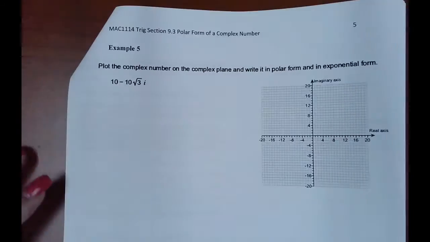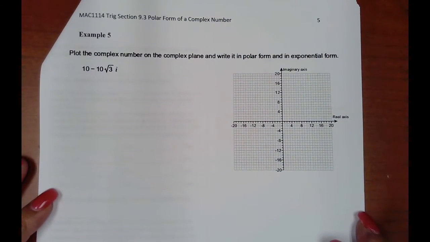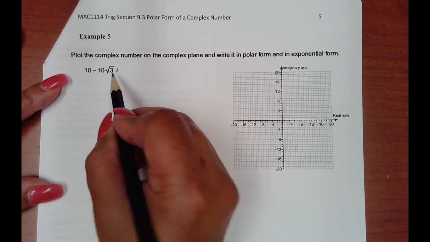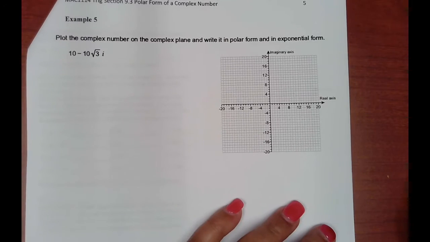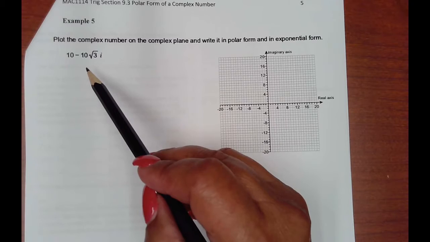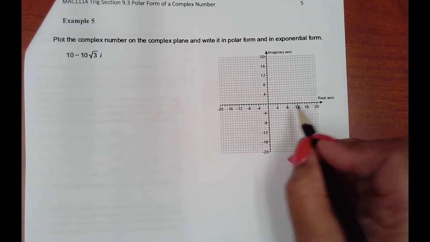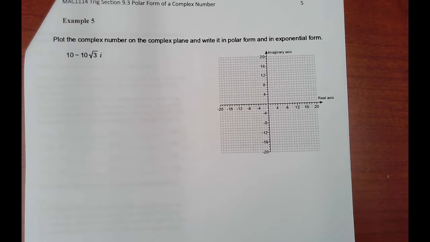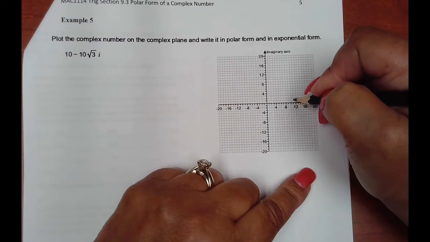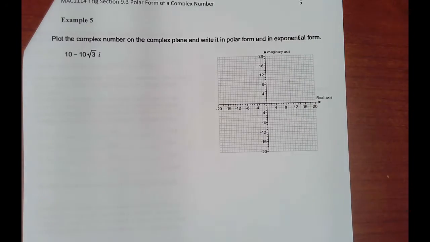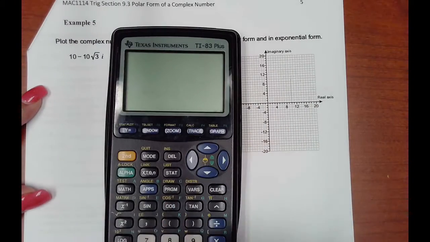Moving to example 5. In example 5, we have 10 minus 10 square roots of 3i. So let's plot this first so we can see what quadrant we're in, so that when we find the theta, that theta matches the quadrant that this is actually in. So if you were out 10, and you can just approximate, we really just need to know what quadrant we're in. So if you were out at 10, you'd be about, let's see, 8, 9, 10, about right there. And then 10 square roots of 3. I mean, you can get an approximation in your calculator if you'd like.